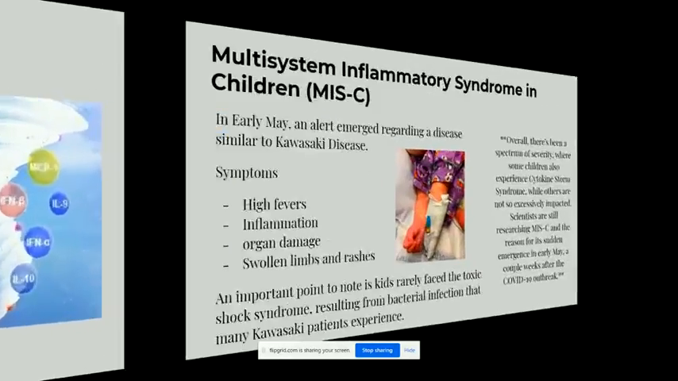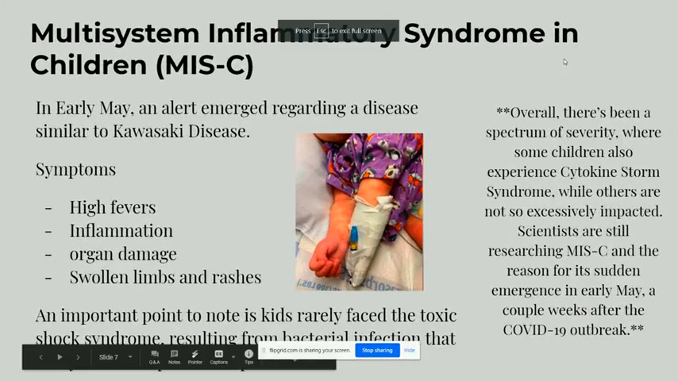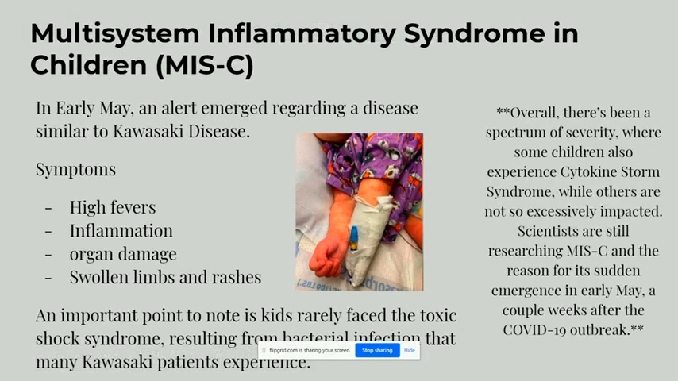Multisystem inflammatory syndrome in children took scientists by surprise in early May when it emerged, but they said that it's quite similar to some of the symptoms of Kawasaki disease, including organ damage and swollen limbs and rashes. However, an important point to note is that MIS-C patients rarely face the toxic shock syndrome resulting from bacterial infection that many Kawasaki patients experience. However, there is a spectrum of severity, with some children even experiencing a cytokine storm. Scientists continue to research MIS-C and the reason for its sudden emergence.